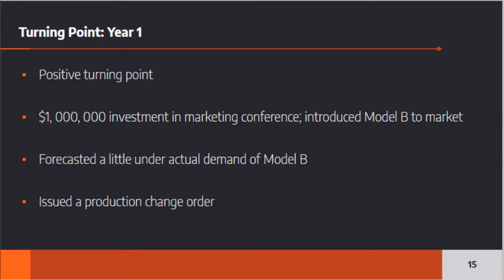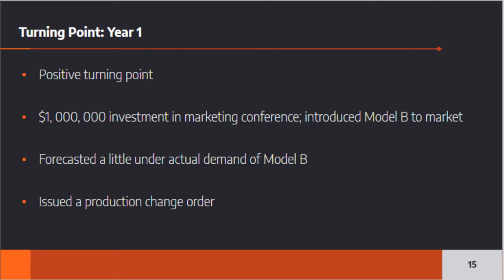In our first year of operations, we made some decisions which both positively and negatively affected our net revenue by the end of the year. Our best decision, to which we credit our success, was our decision to invest $1 million into running a marketing conference at which we introduced our new product, Model B, to the market. We believed this boosted our demand for Model B phones.